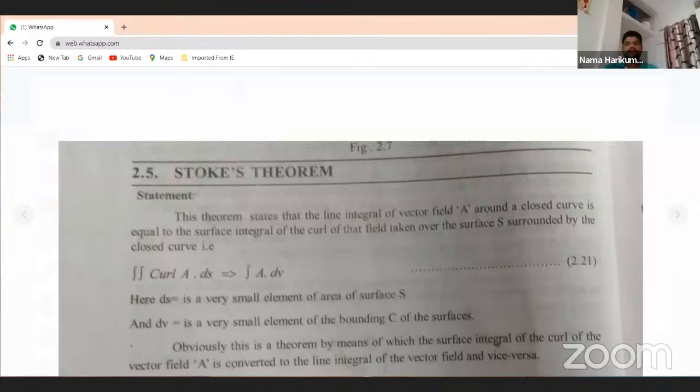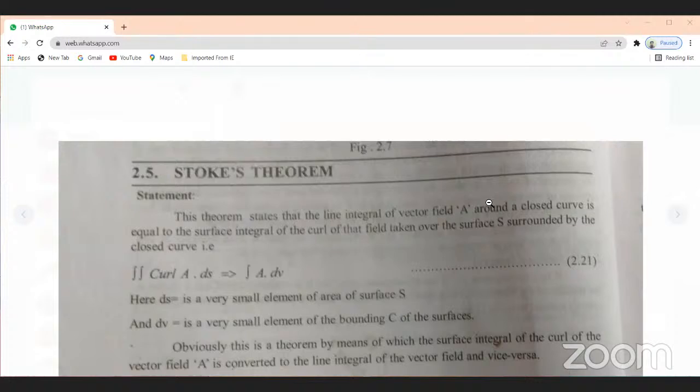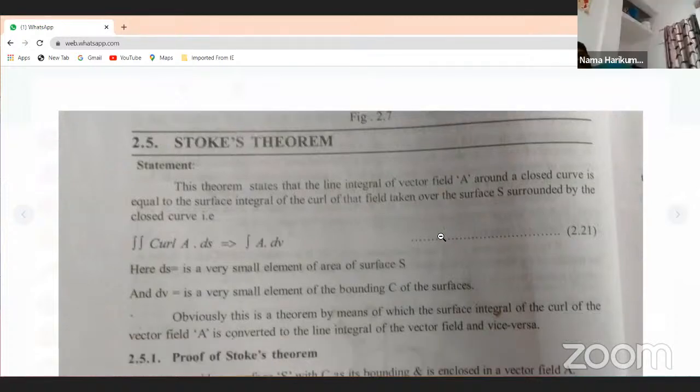Right. Surface, yes. Then the equation is integration of A dot dl equal to double integral of curl A dot ds. Yes, now it is clear. Clear sir. Right, very good. The statement is clear.